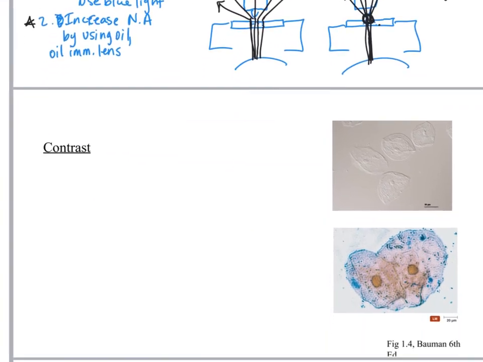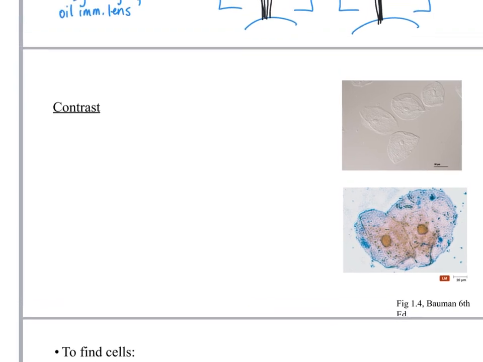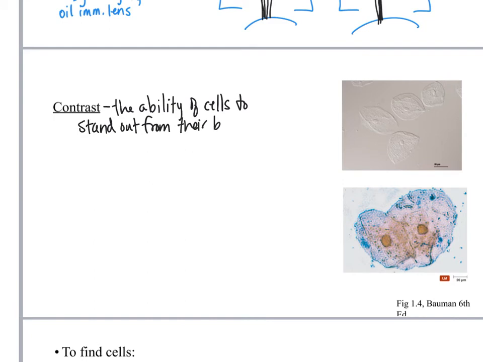All right, the last principle I want to talk about is a little bit easier to understand, and that's contrast. That's the ability of cells to stand out from the background. Obviously, we need to have good contrast. If the cells look just like the background, it's going to be very, very difficult to see them.